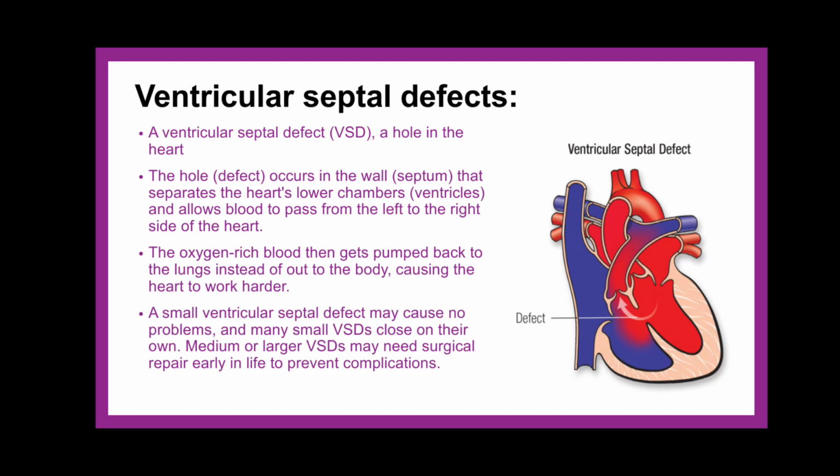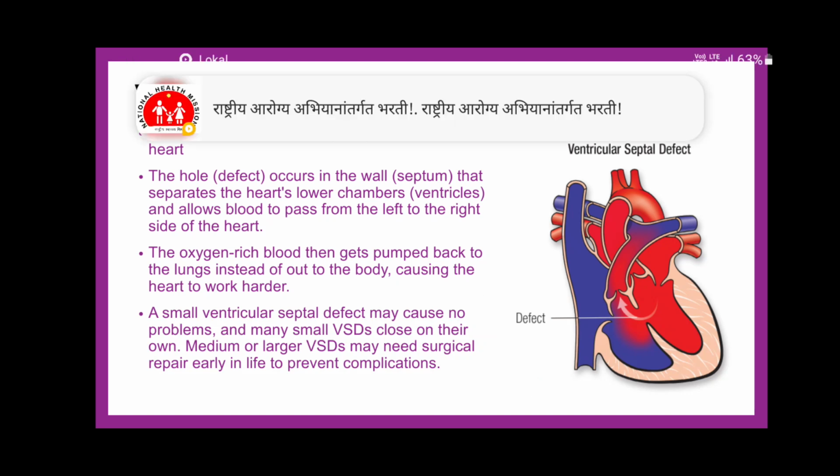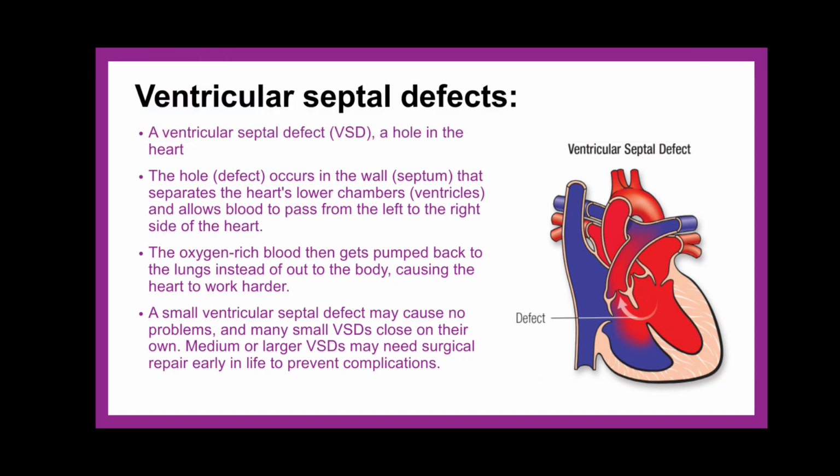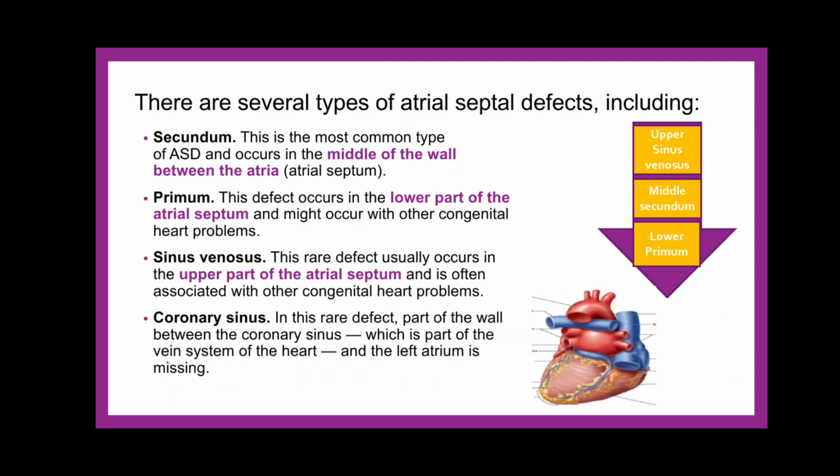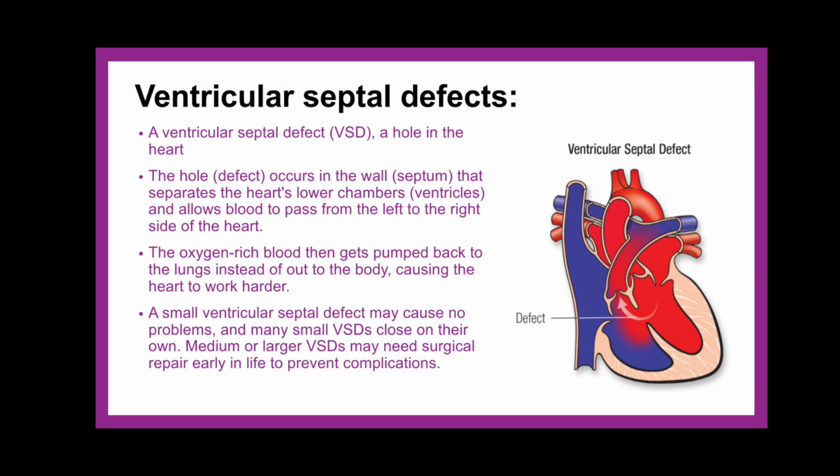Next is ventricular septal defect. Again, as the name suggests, there is a hole in the ventricular septum which will allow the passage of blood from the left side to the right side of the heart. And again, the oxygen-rich blood will go to the lungs through the pulmonary trunk. So this is the ventricular septal defect.